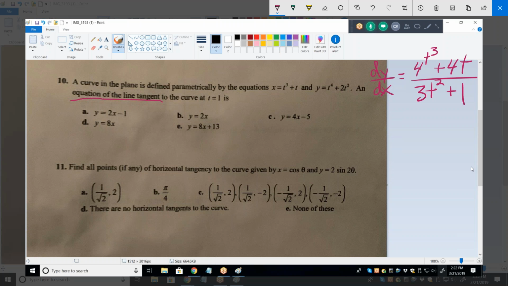So now it's relatively clear. They didn't give you anything in x and y. They said, what's that equal to at t equals 1? So then we just plug in 1. So dy/dx is going to be equal to what? 8 over 4, which would be 2.